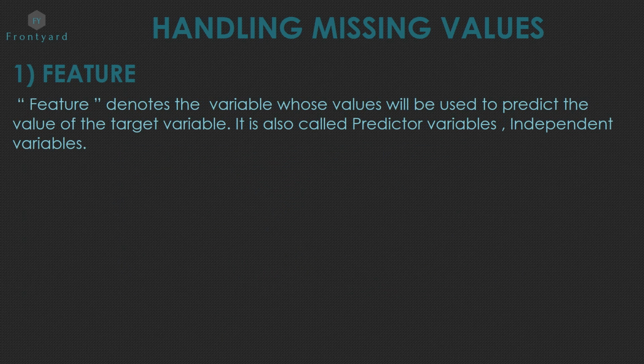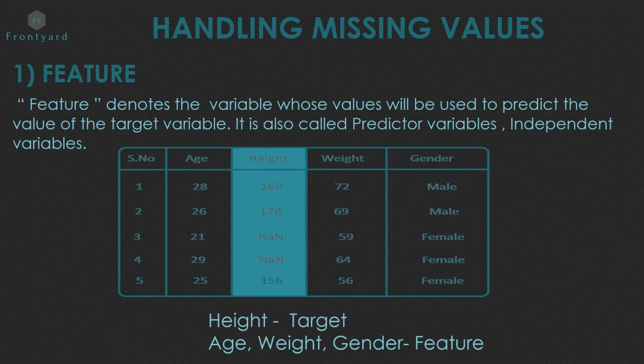Second is feature. Feature denotes the variable whose values will be used to predict the value of the target variable. It is also called predictor variables or independent variables. Here you can see height is the target. We can use age, weight, gender to predict the value of the target variable. So age, weight, gender are the feature variables.